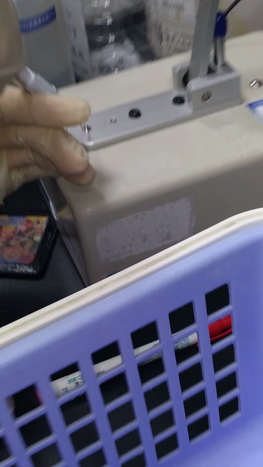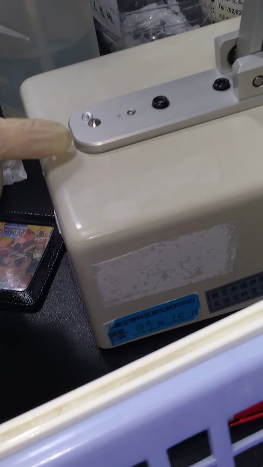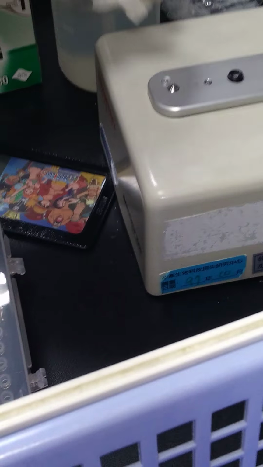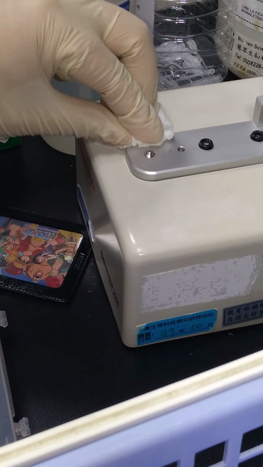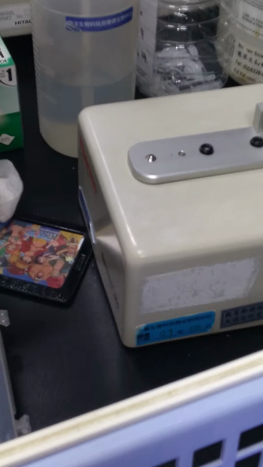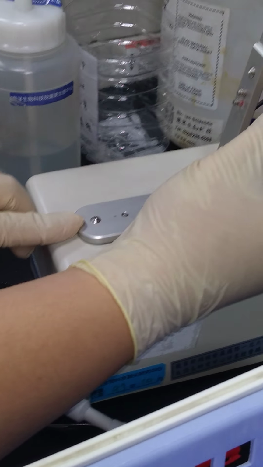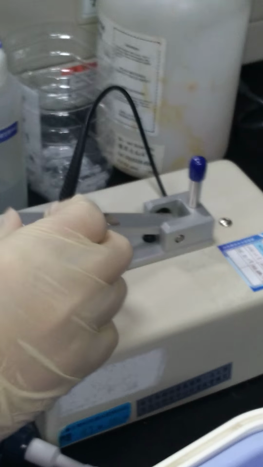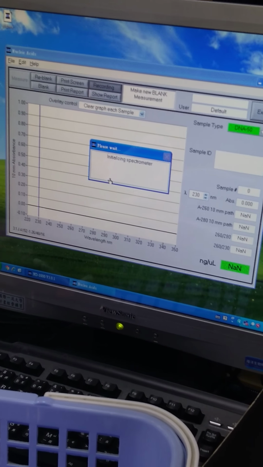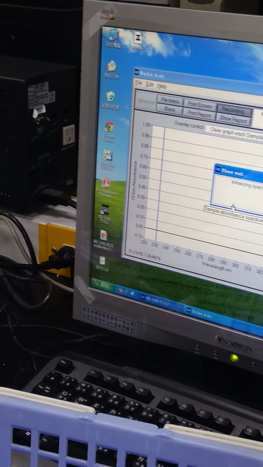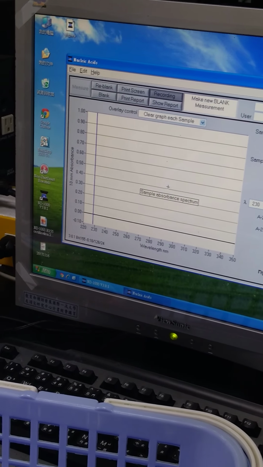You put it on it. There's a little hole on it. Can you see that? Yeah, okay. And I will wipe the water away. And then you already put the water? Yeah, on it. Did you see that? Okay. And then press OK.